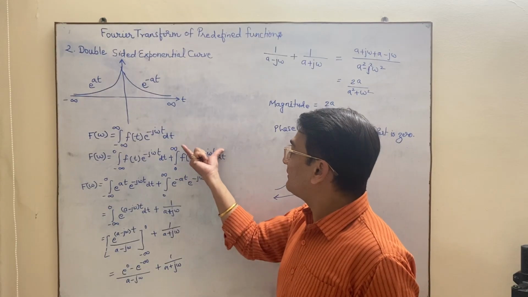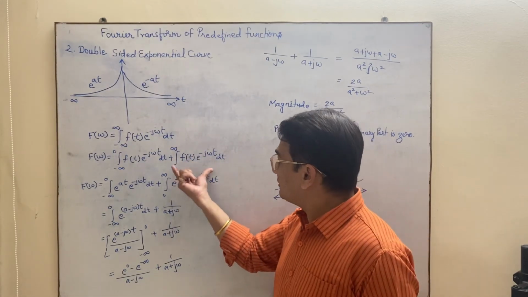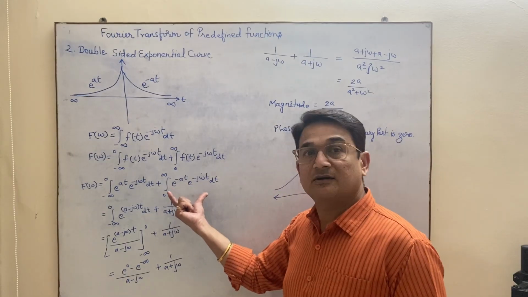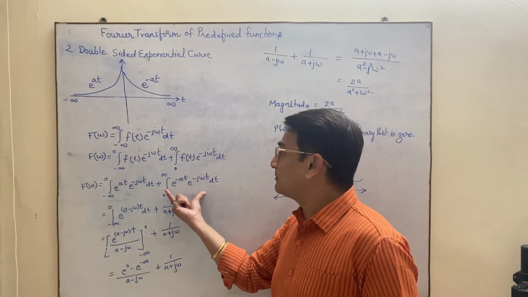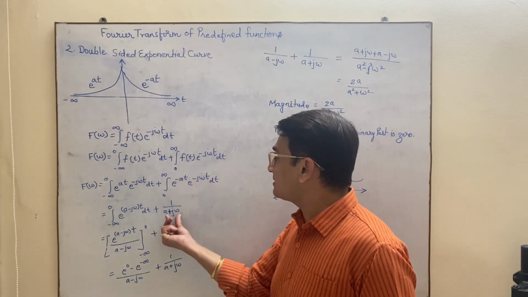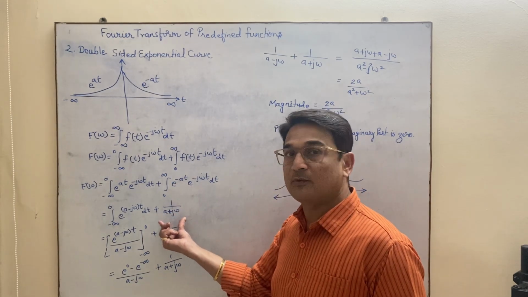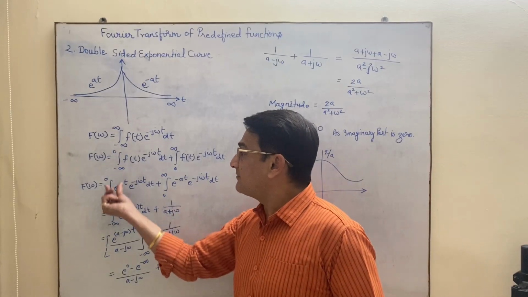Similarly, from 0 to infinity, this part we have already covered in the single-sided exponential curve. So I have not emphasized it much because we have already calculated this part and the result was 1 upon a plus j omega. So I have directly written 1 upon a plus j omega. So we will concentrate on minus infinity to 0.